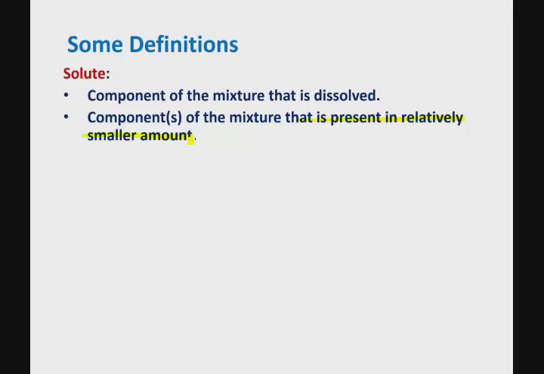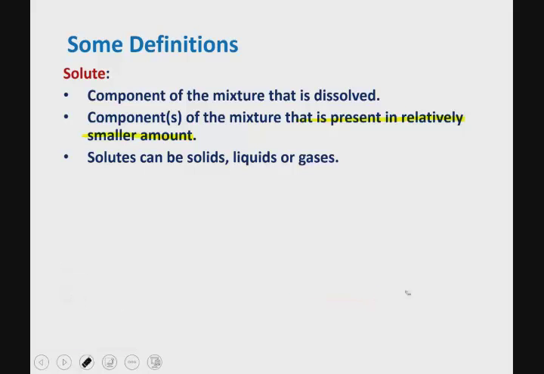There are often times that you can't say which substance is dissolved and which is the substance that is dissolving. Just because salt dissolves in water, does it mean that water always has to be the solvent and salt always has to be the solute? The answer is no. It really depends upon the relative quantities of the two components. So the solute is the component in the mixture that is present in relatively smaller quantities compared to the other component. And solutes can be solids, liquids, or gases. There is no rule that says that there's only one particular physical state that the solute must be in.